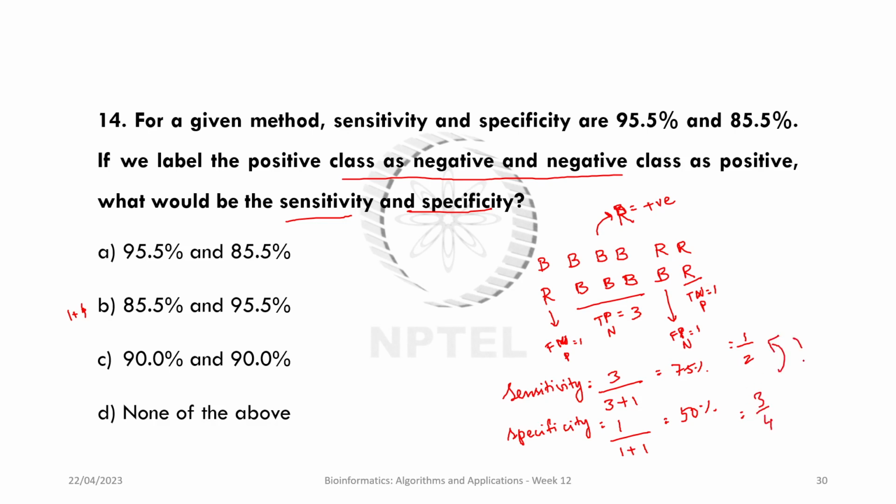So it does flip, right? I mean, some of you might be immediately able to visualize this. For those who couldn't, it just flips. The namings flip over, and therefore sensitivity and specificity become interchanged. Okay.